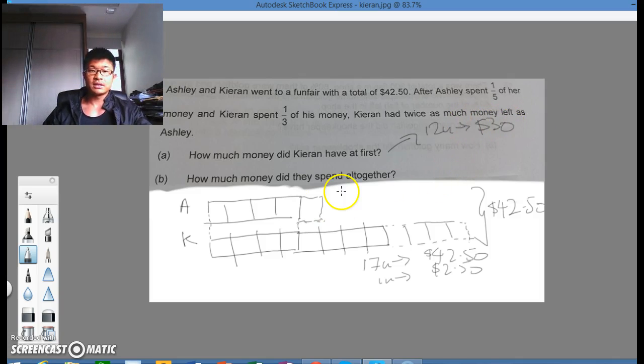And how much money did they spend altogether? Well, they spent 5 units altogether, and that is $12.50. And there you have it, a very simple question done in a very simple way using the model.